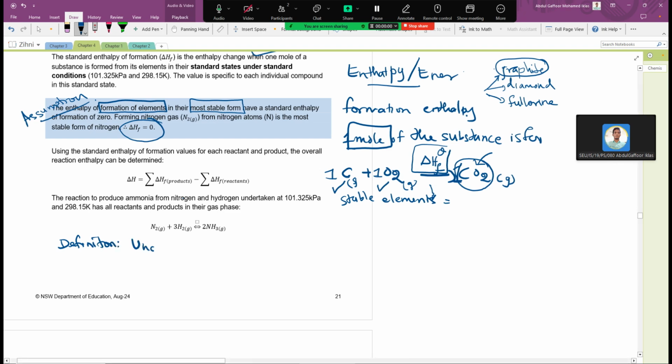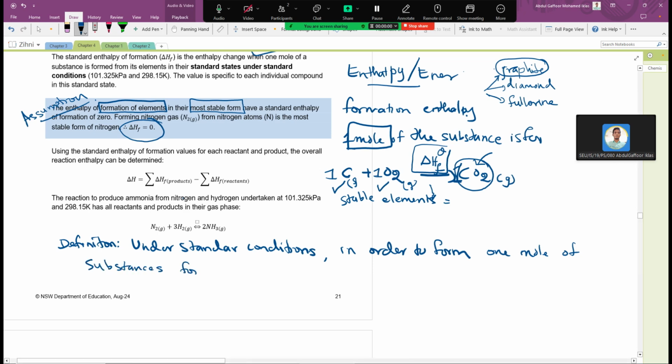Definition: under standard conditions, in order to form 1 mole of substance from its naturally occurring elements, or otherwise the amount of energy.